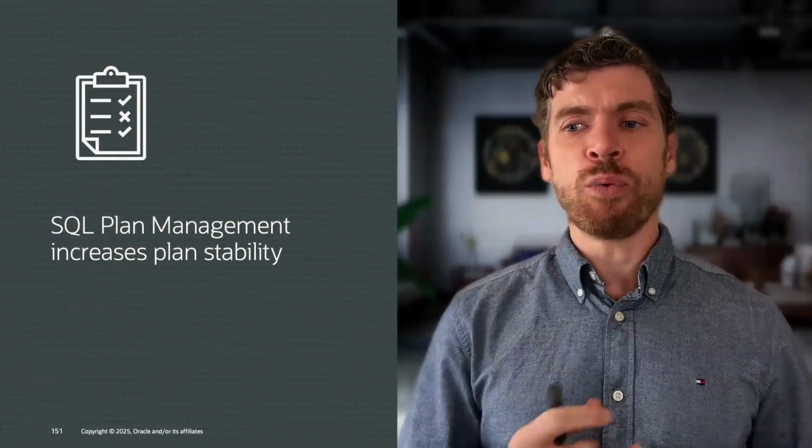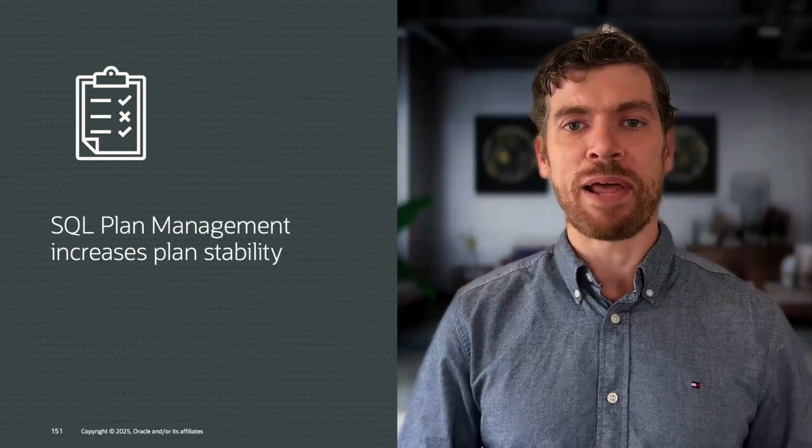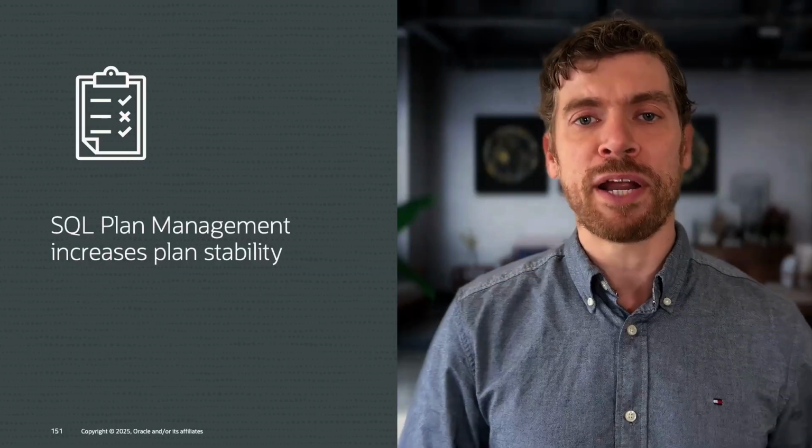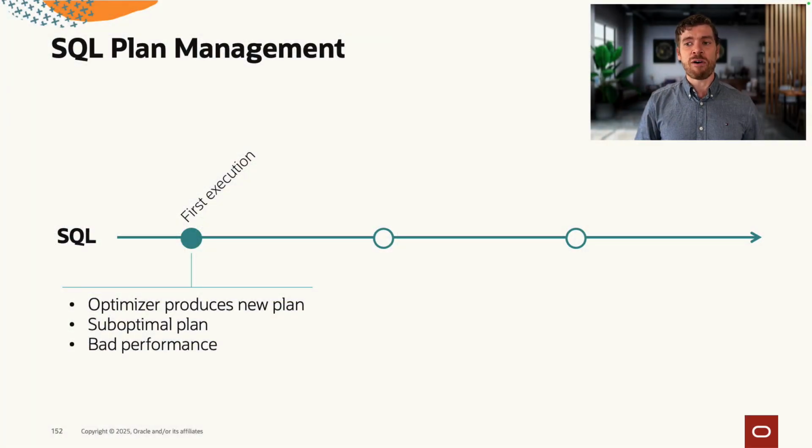So in ADB, we use SQL plan management to increase the plan stability. Let's do a quick recap to show you how SQL plan management works. First of all, imagine you have a given SQL statement. The first time this SQL executes, it's going to produce a plan. This plan can be good or can be bad. The thing is, on the second time that this SQL executes, if it produces a different plan, what SQL plan management will do is not use this plan. Instead, it will use the original plan, and this new plan will be put on hold for evaluation.